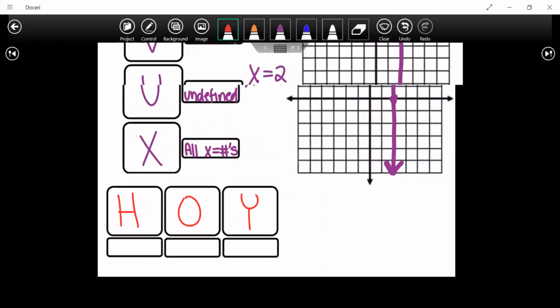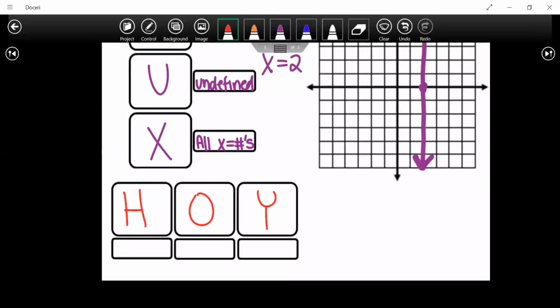Okay. If we're going to talk about Hoy, what do you think the H stands for? Horizontal. What does O stand for? 0. 0 slope. What do you think the Y stands for? All y numbers. So if I ever give you an equation that says graph y is equal to 10, y is equal to 4, and you don't have another variable with it, you have to do it this way.